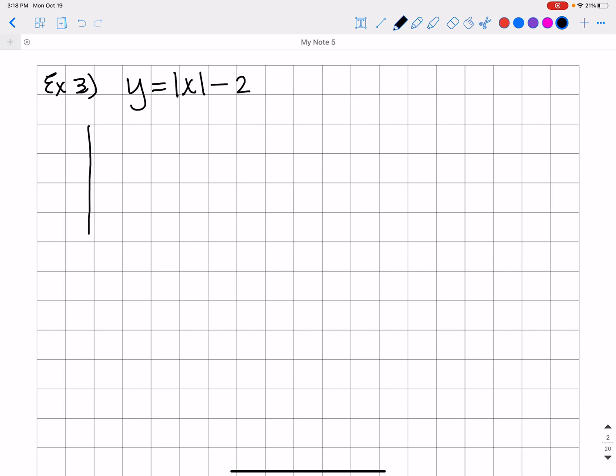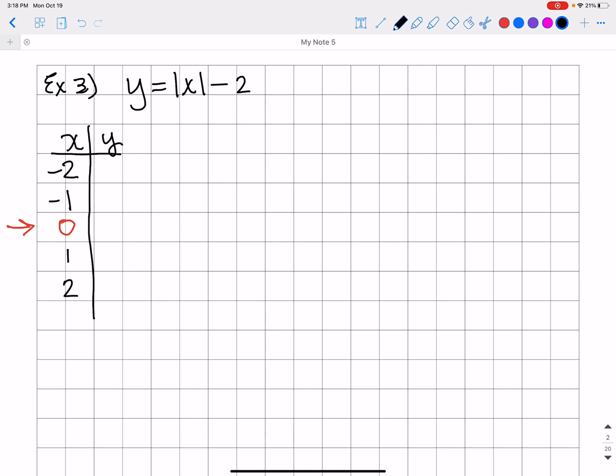But we start out the exact same way, which is our x and our y chart, our t-table. So we need to be smart. We need to pick the right x's, and we always want to pick our middle x first. And what do we need to plug in for x to keep inside the absolute value 0? Well, here, since the x is the only thing in there, it is 0. And then 2 spots before 0 would be negative 1, negative 2. 2 spots after 0 would be 1, 2. So there's my 5 x's.